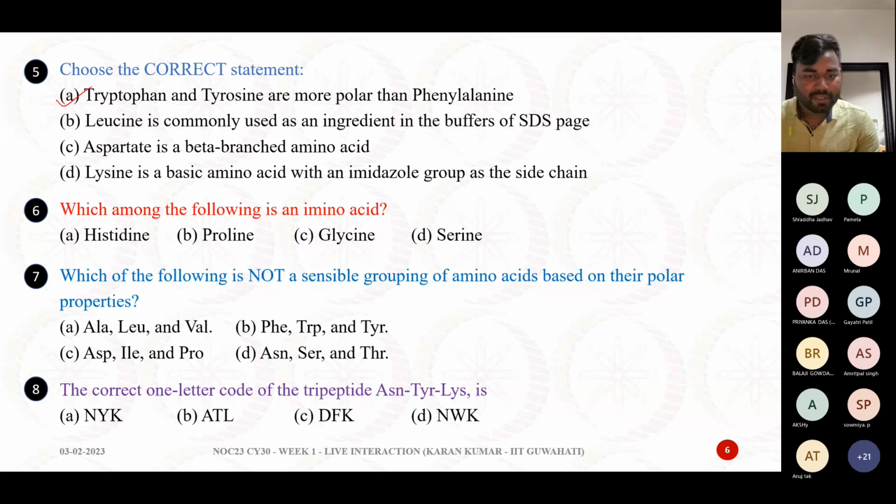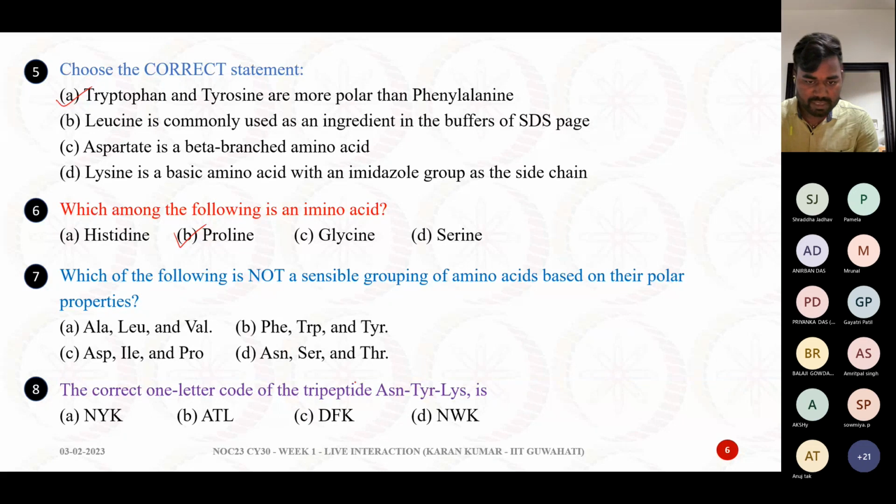Now, which among the following is an imino acid? Histidine, proline, glycine, serine. Sir, option B. Option B, very good. Yeah, proline. We will be discussing more about proline in the subsequent slides. So which of the following is not a sensible group of amino acids based on their polar properties?